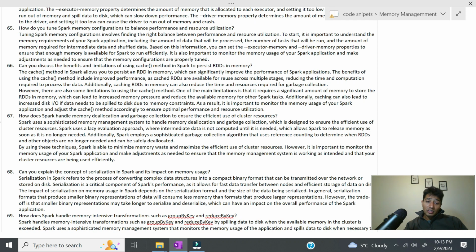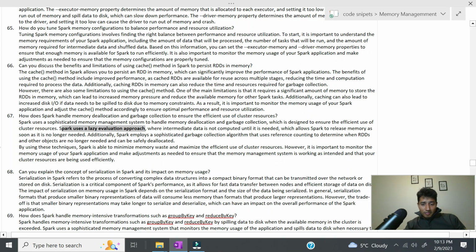So Spark uses a sophisticated memory management system to handle memory deallocation and garbage collection, which is designed to ensure efficient use of cluster resources. Spark uses a lazy evaluation approach, where the intermediate data is not computed until it is needed. So it means once the action is not hit, it won't be computed, which allows Spark to release the memory as objects are no longer needed and can be deallocated, right?